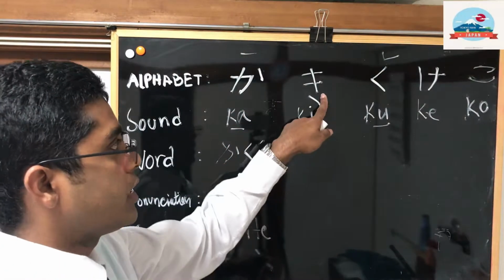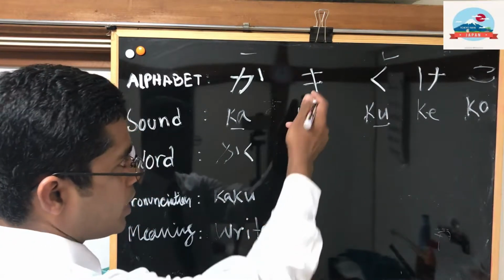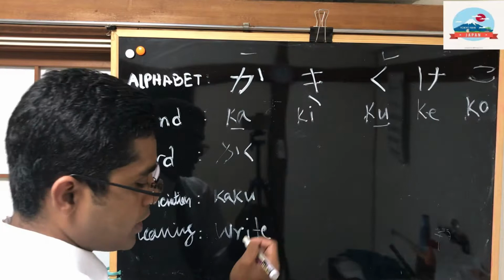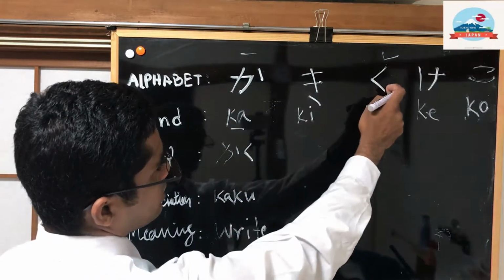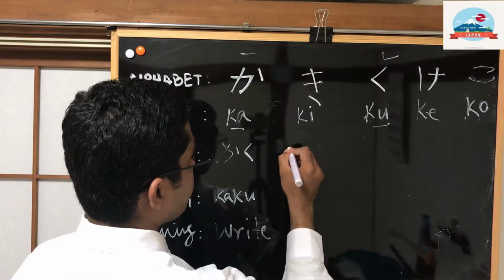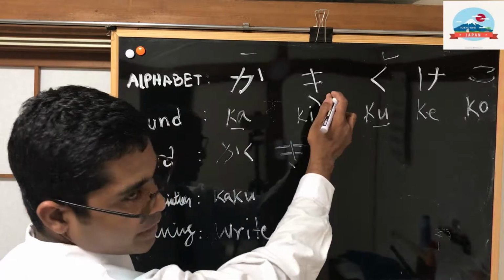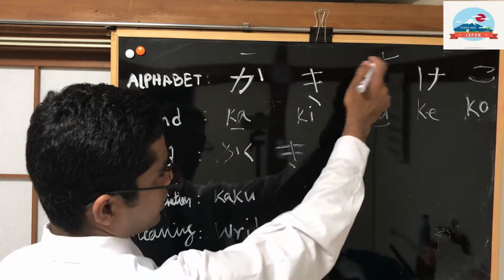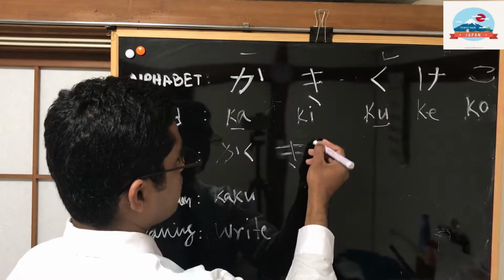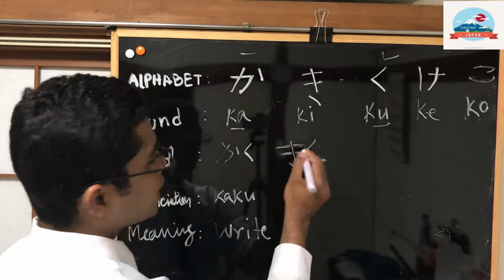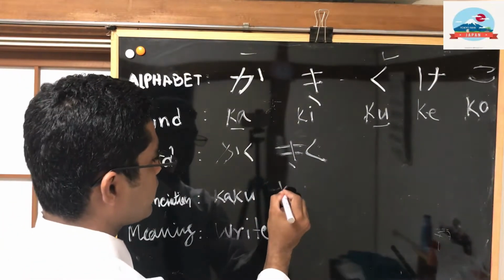Then ki. We'll write a word with this ki and then ku. This ki alphabet and the next alphabet ku. Kiku. The pronunciation is kiku.